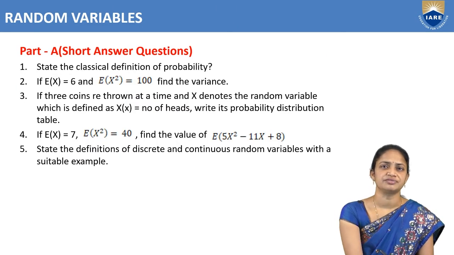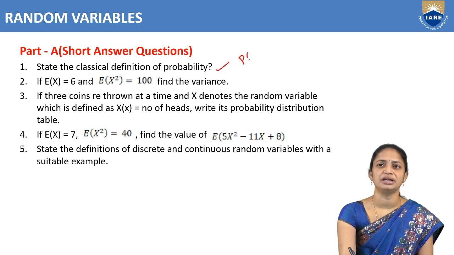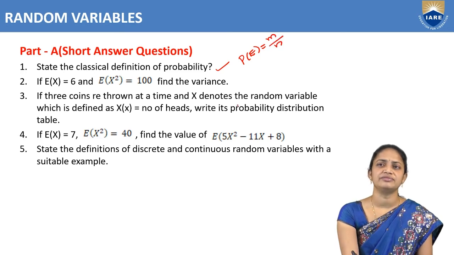Part A, first question: state the classical definition of probability. The classical definition of probability is: probability of an event equals favorable events divided by total number of events. The favorable events are denoted with M and the total number of events are denoted with N. So probability of an event equals M by N.